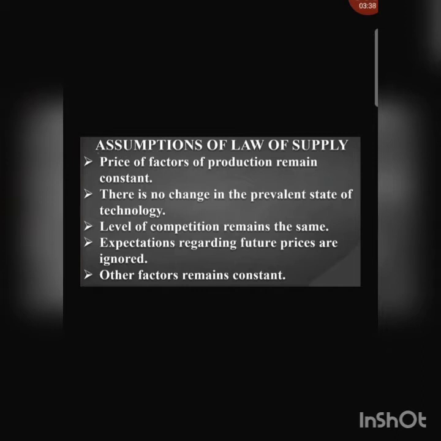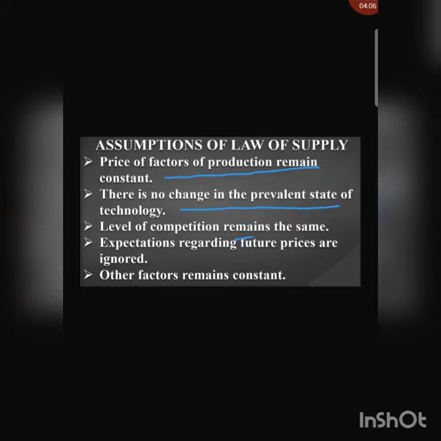The very first you need to write: the price of the factors of production remains constant. What are the factors of production? That includes land, labor, capital and entrepreneur. They remain constant; there is no change in that. Thereafter, there is no change in the prevalent state of technology. Whatever technology was used before, the same technology is being used. There is no upgradation or advanced technology being used. So the technology also remains the same.